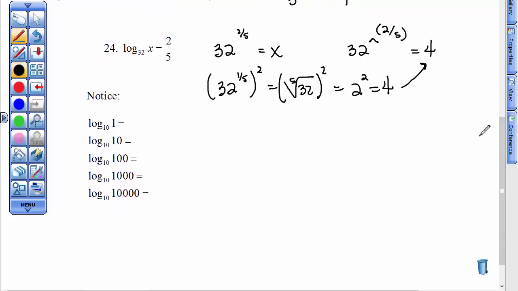So I can get that without using my calculator if I understand these fractional exponents. Finally, please notice and remember that 10 has to be raised to the 0 power in order to get 1. 10 has to be raised to the first power in order to get 10. 10 squared gives you 100. 10 cubed gives you 1,000. 10 to the fourth power gives you 10,000.